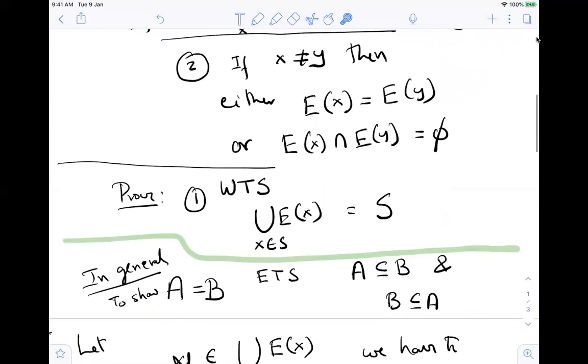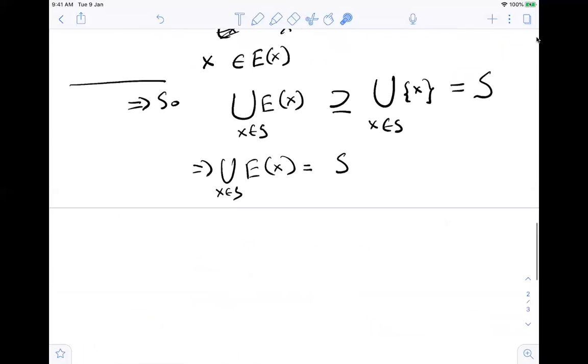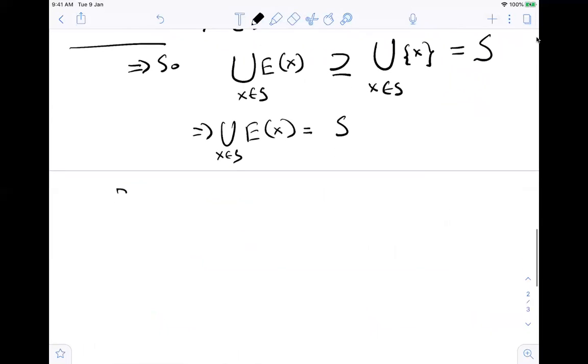This is slightly involved. Okay, so how do you prove this? So what do we want to prove? The second part, right?